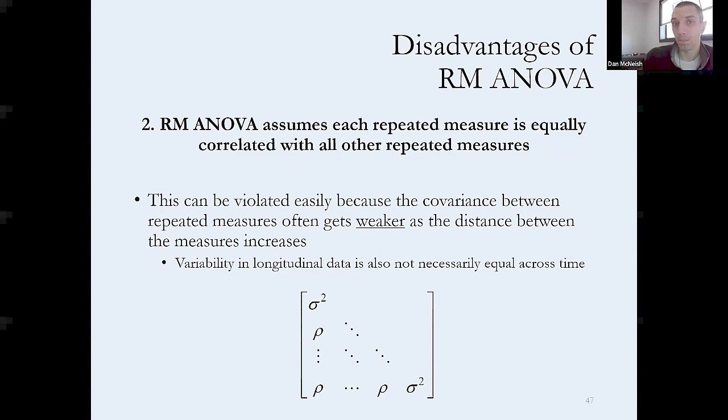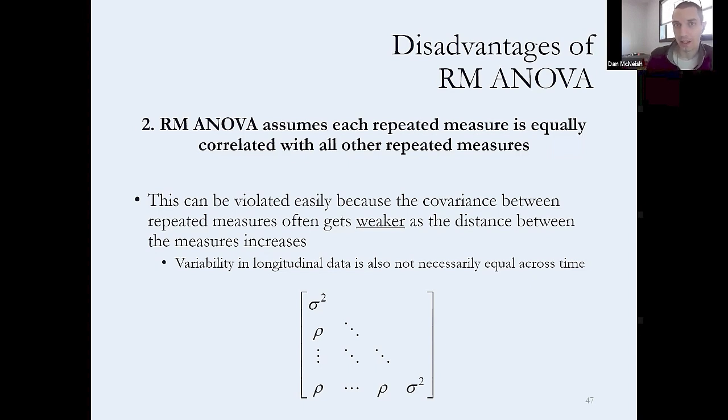But it does put a restriction and say that all of the correlations are the same thing. So if time point 1 and time point 2, let's say they have a correlation of 0.3, that's going to hold for the correlation between time 1 and time 8, or time 2 and time 6. If you pick any pair of repeated measures, they will have the same correlation. And that's an assumption that gets built into repeated measures ANOVA.